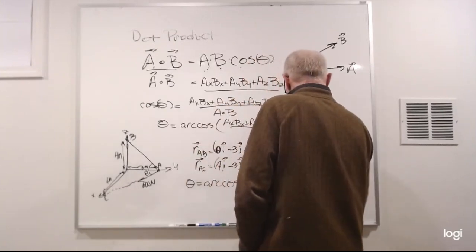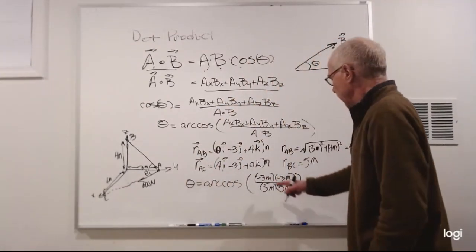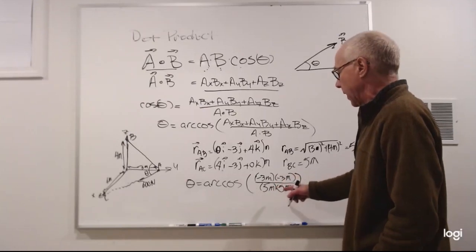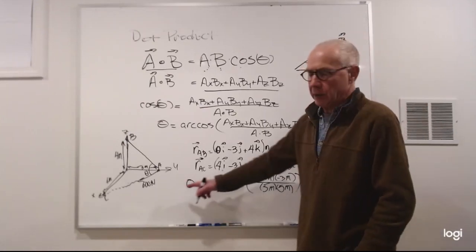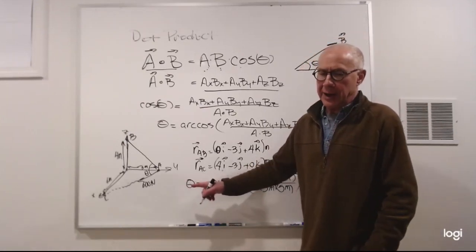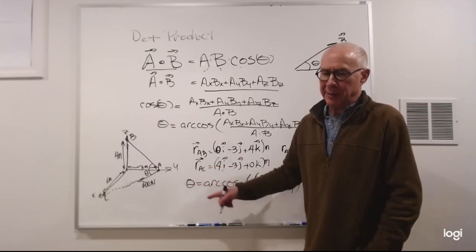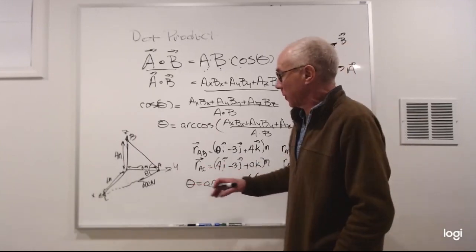All right, so there we have it. So this is going to be 9 over 25. So we're going to take the arc cosine of 9 over 25, and we're going to get an angle. I'm going to pause the video, and then I'm going to write the answer. And then we'll see if it looks reasonable.